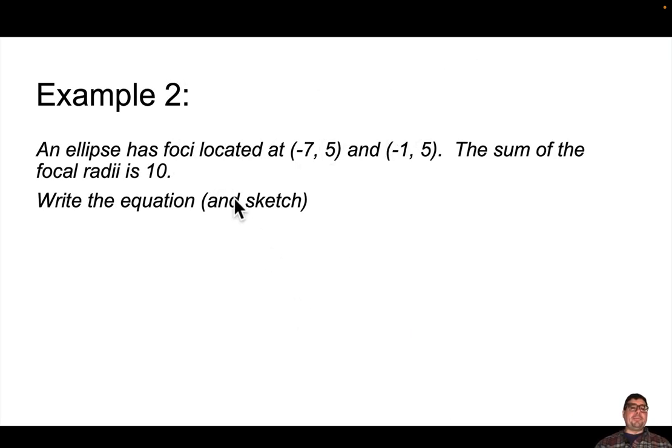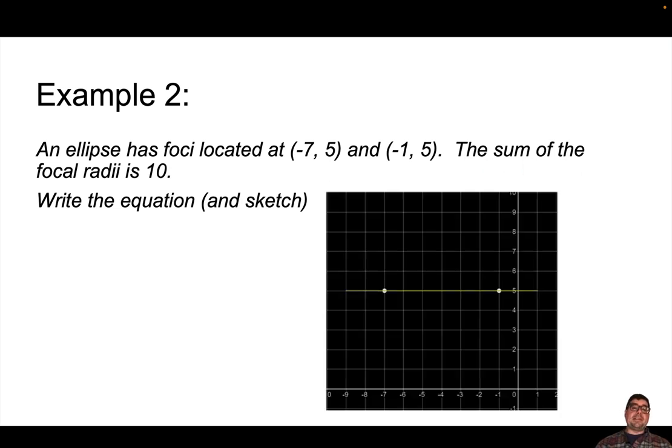Let's do one more example. This time we're given the focal points, and we're given the sum of the focal radii. We want the equation and a sketch. So the first thing I would do is graph the two given focal points. Here they are, -7, 5 and -1, 5. The center is exactly halfway between. You can count or just average your x values. So our center is at -4, 5.